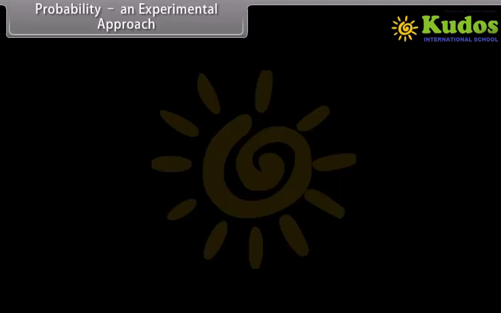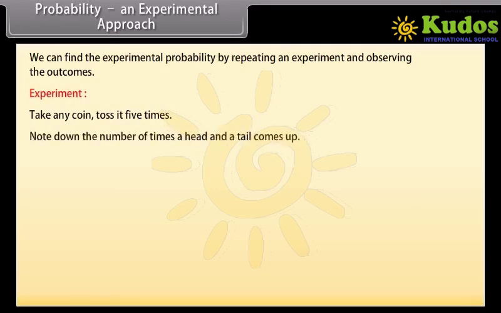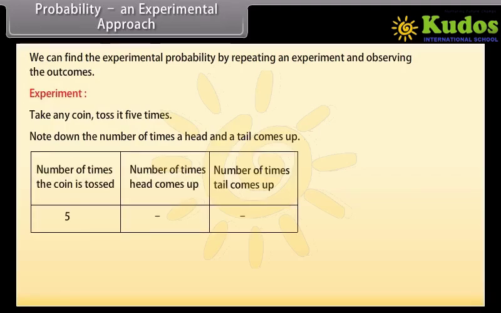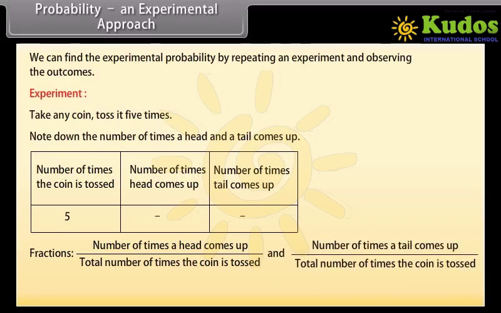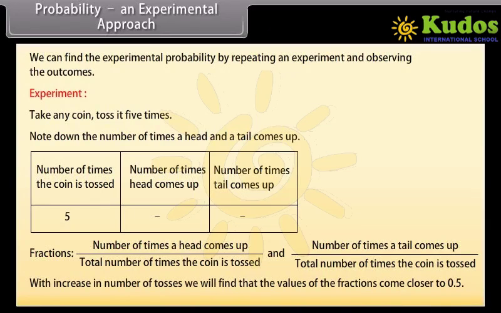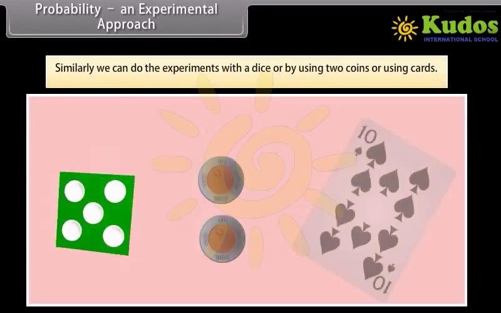Probability, an experimental approach. We can find the experimental probability by repeating an experiment and observing the outcomes. Let's do an experiment. Take any coin, toss it 5 times. Note down the number of times a head and a tail come up, and fill the given table. Then write the fractions. First one is number of times a head comes up upon total number of times the coin is tossed, and the second one is number of times a tail comes up upon total number of times the coin is tossed. As we increase the number of tosses, we will find that the values of the fractions come closer to 0.5. Similarly, we can do the experiments with a dice, or by using 2 coins, or using cards.